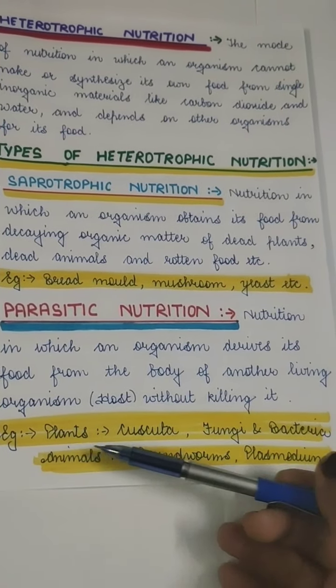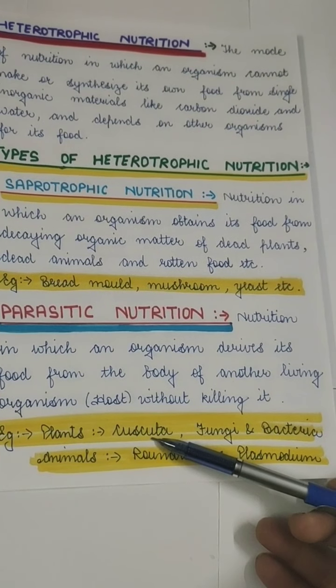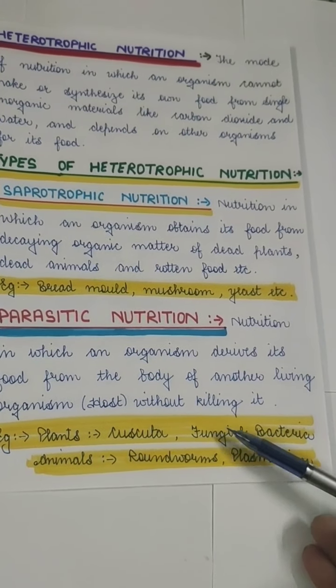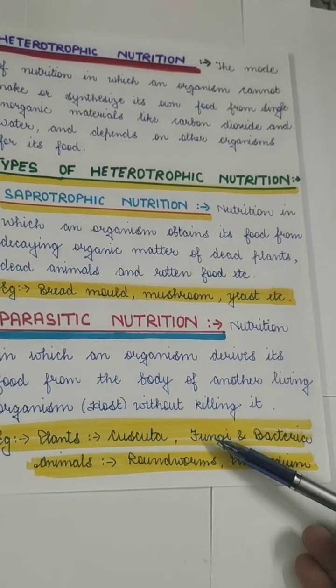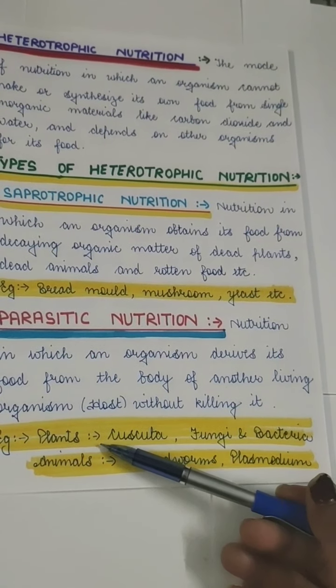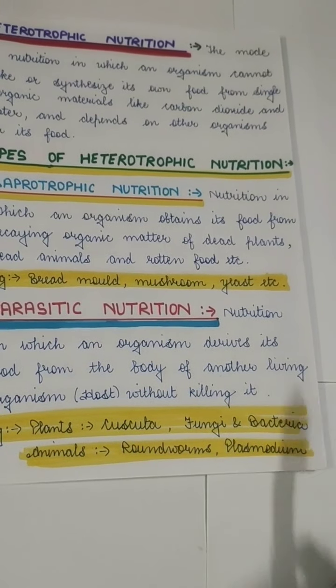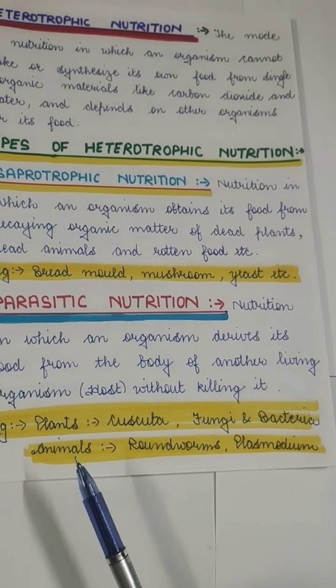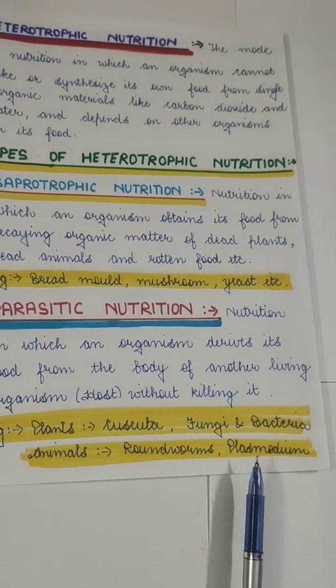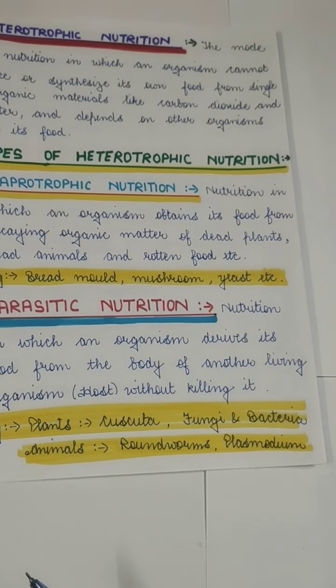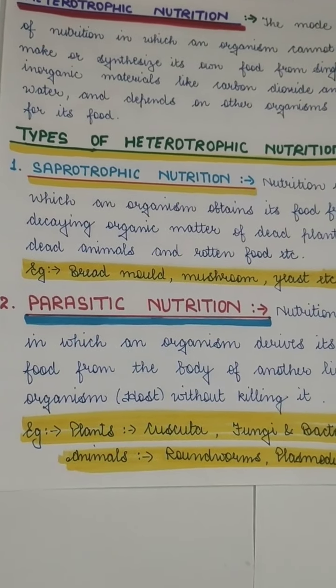An example in plants is cuscuta, in plants only, and fungi and bacteria. Please do not confuse these, because fungi and bacteria do not fall in the same kingdom. They are in a different kingdom and these are in a different kingdom. So please make sure of that. And among animals, examples are roundworm or plasmodium. Now plasmodium is the protozoan which is responsible for malaria.